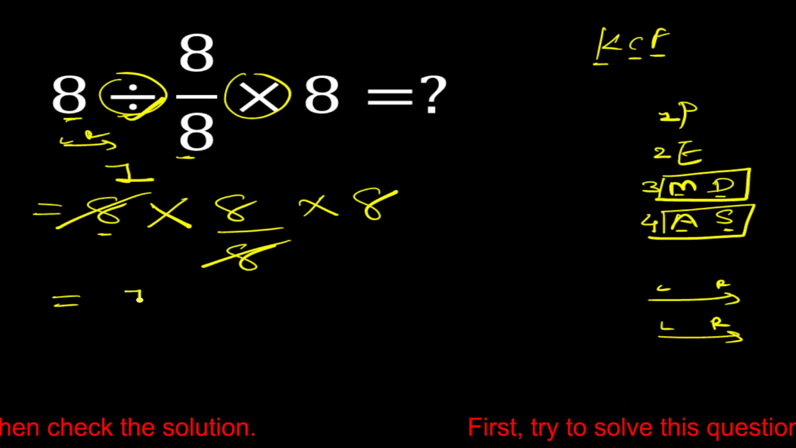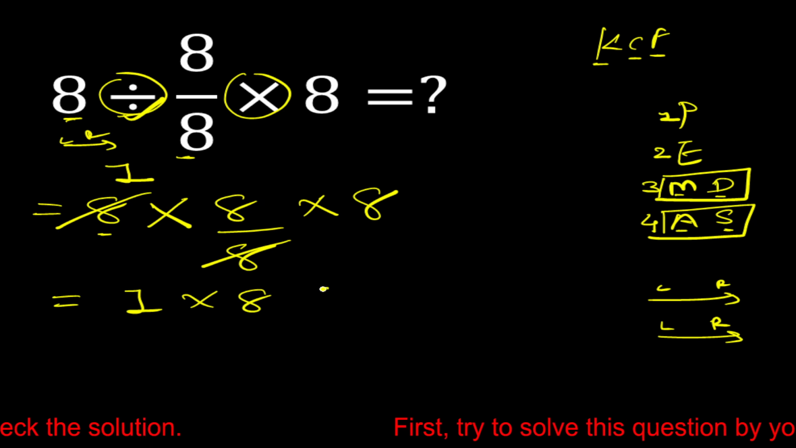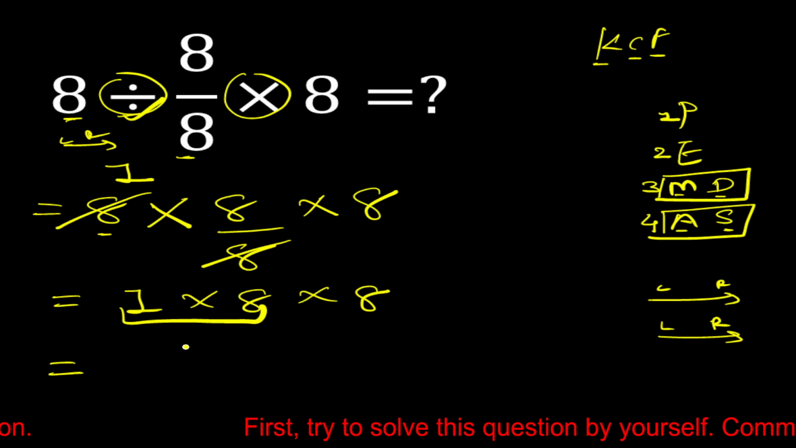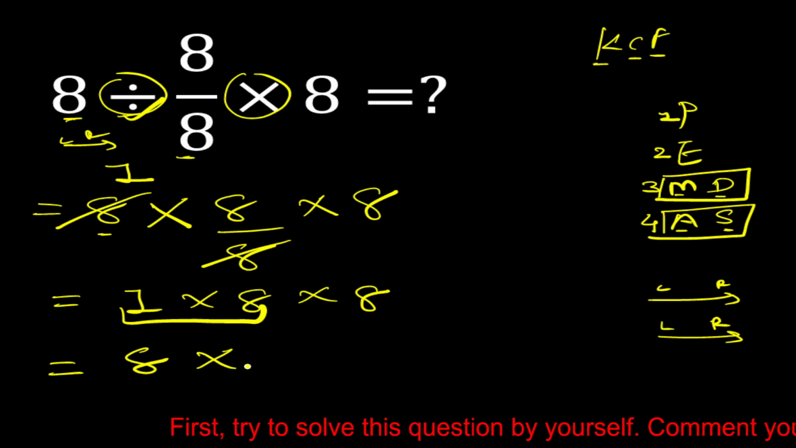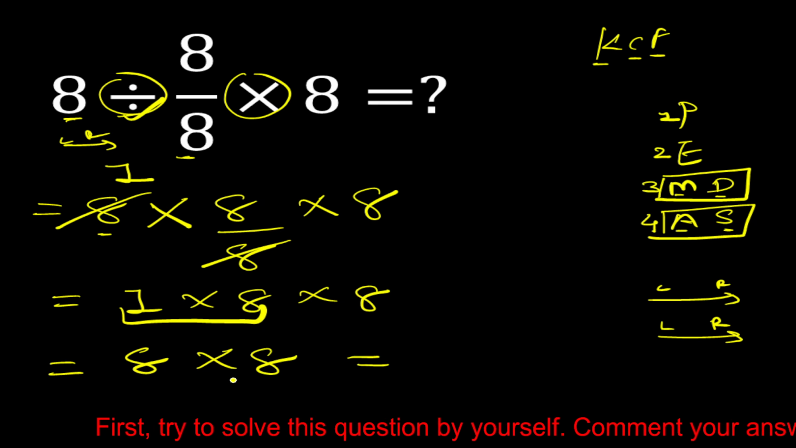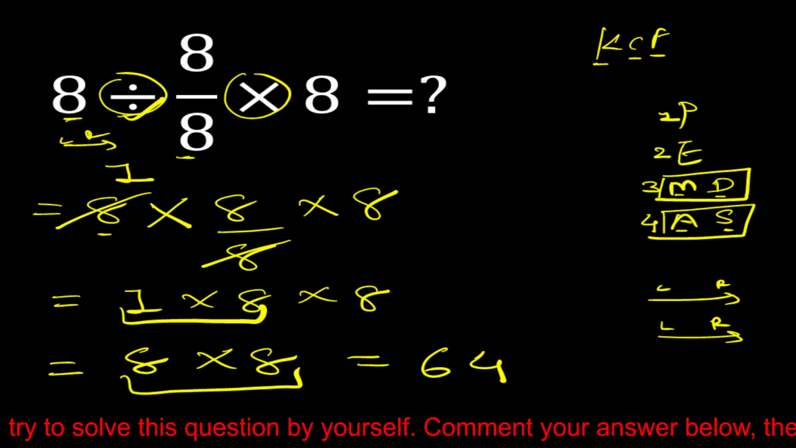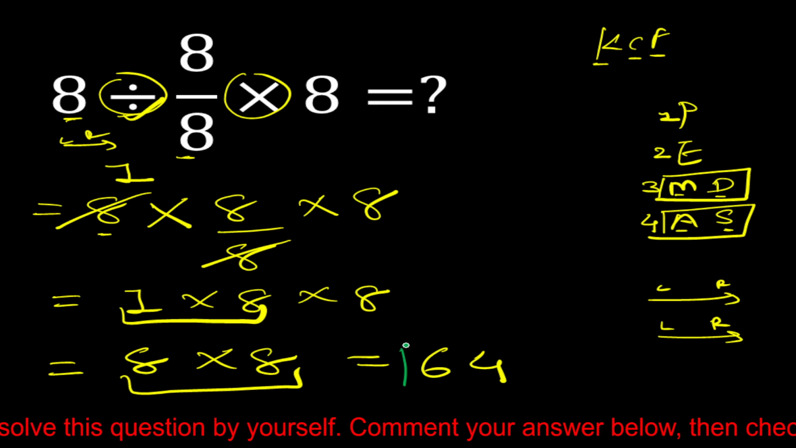So now the expression becomes 1 multiply 8 multiply 8. Okay, so 1 multiply 8 is equal to 8, multiply 8. So now 8 multiply 8 is equal to 64. So the correct answer is 64.